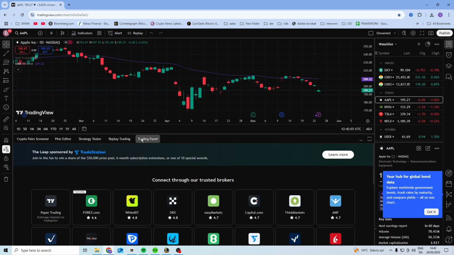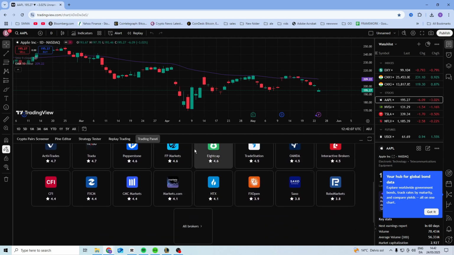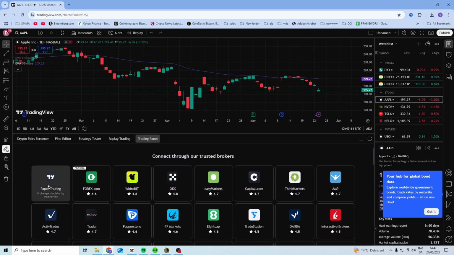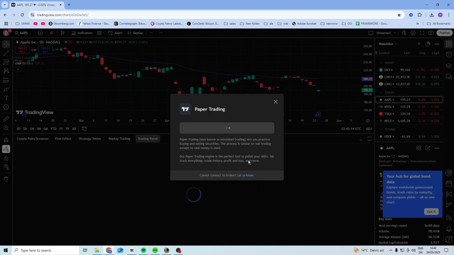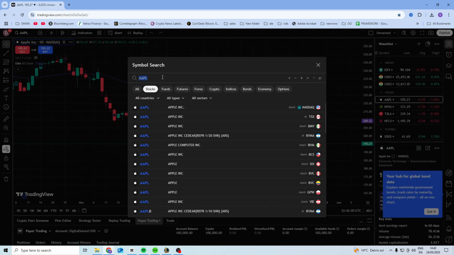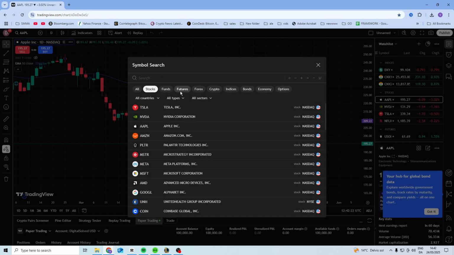So let me just log out of the paper trading, click on the trading panel, and then you can find your broker. You can click on all brokers and see them all, and then just connect to your broker or make a demo account. Once you've done this, you can now start trading. So click up here on the icon and search for whichever one you want to trade. You can also filter by futures, forex, crypto, and everything like this.